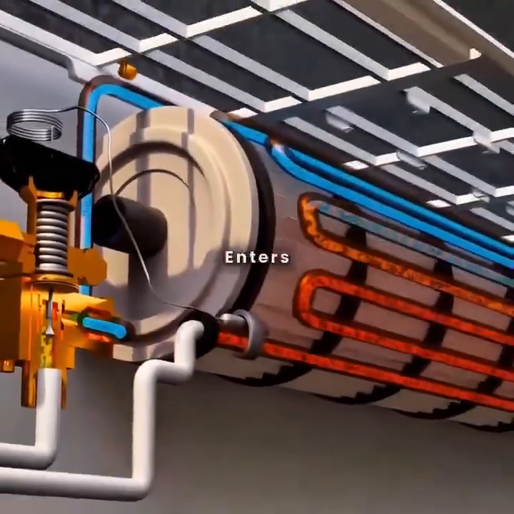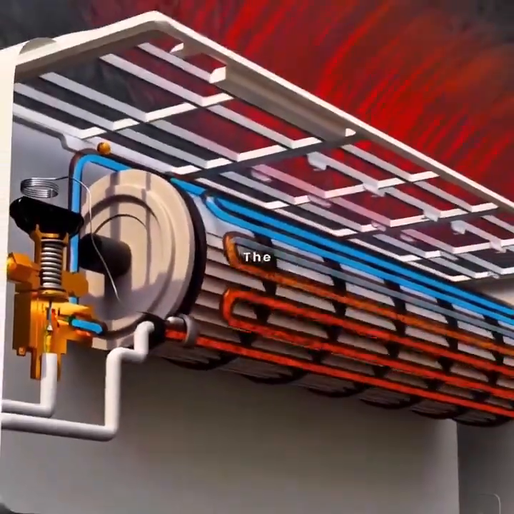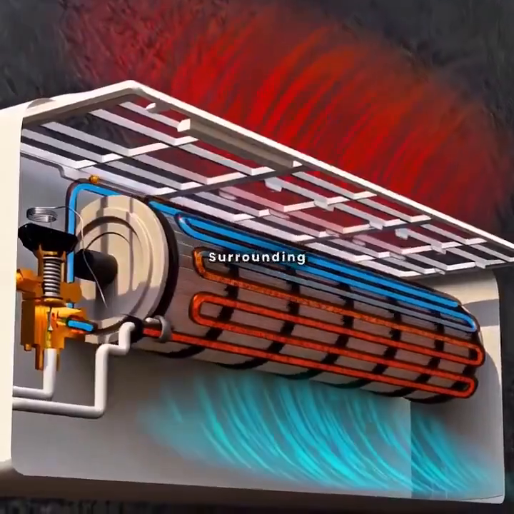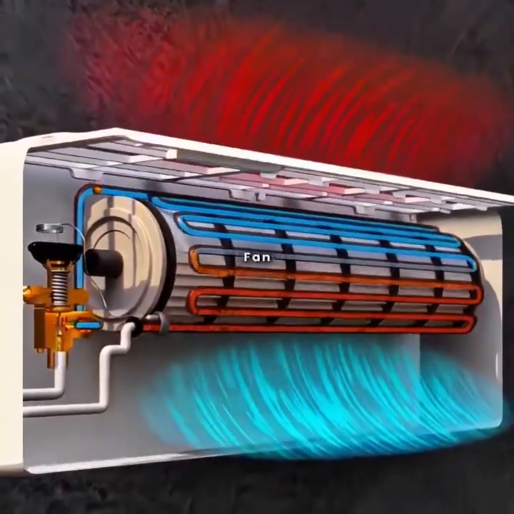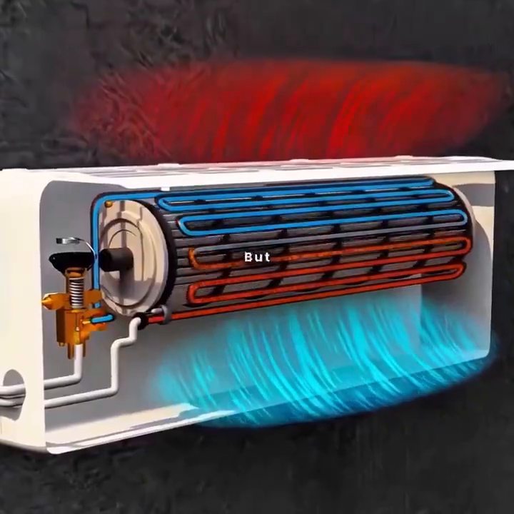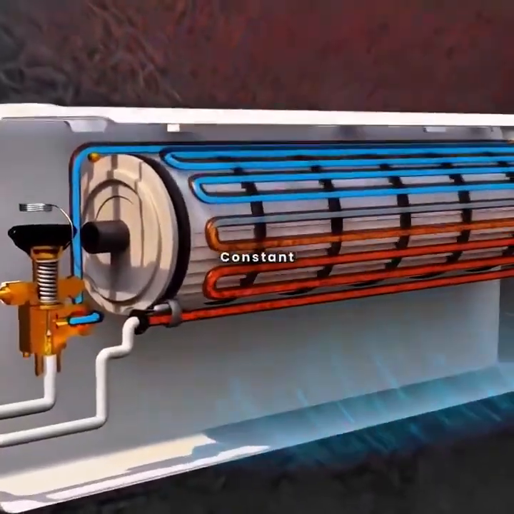The refrigerant then enters the evaporator coils inside the indoor unit. As it evaporates back into a gas, it absorbs heat from the surrounding air. Meanwhile, the indoor fan blows the cooled air into the room. That's the cool breeze you feel. But how does the air conditioner maintain a constant indoor temperature?